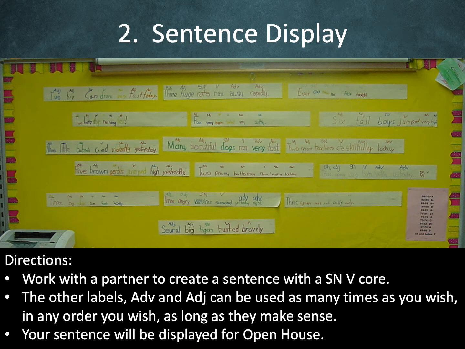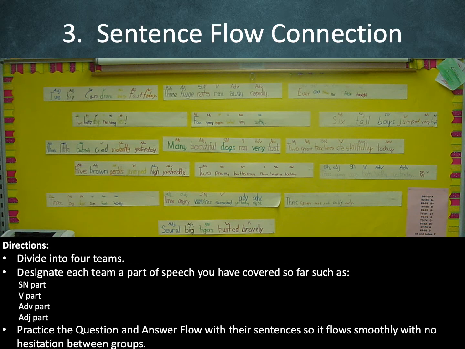In this activity, supporting simple sentence structure, the teacher has partners create classified sentences on sentence strips. Then the sentences can be displayed on a bulletin board for all students to see and learn. As an addition to this activity, the third sentence structure activity is called the Sentence Flow Connection.